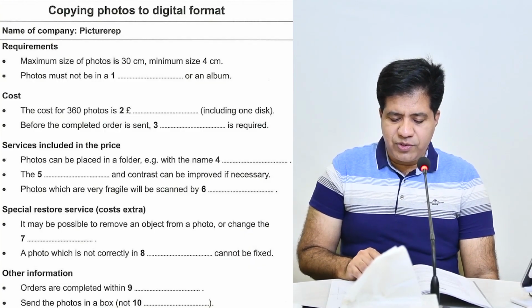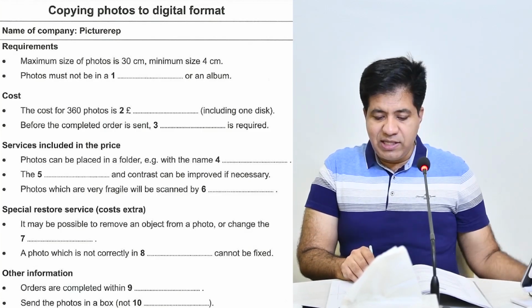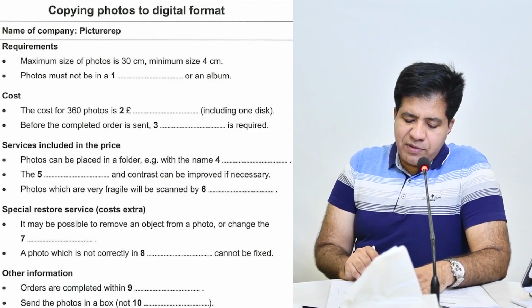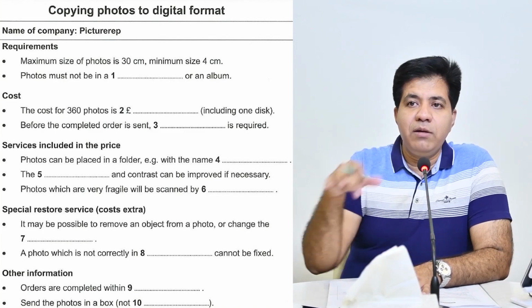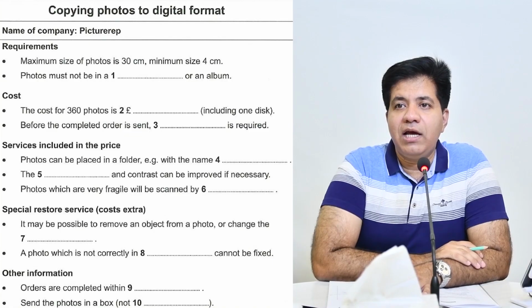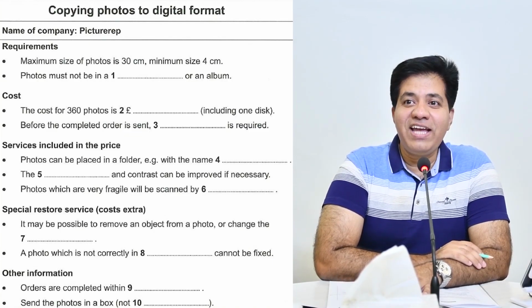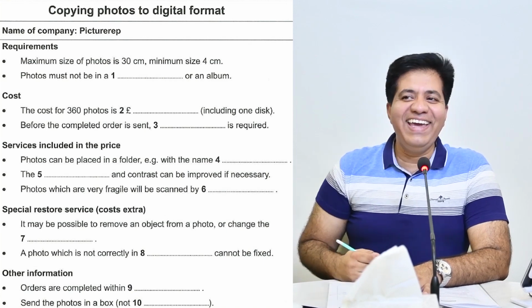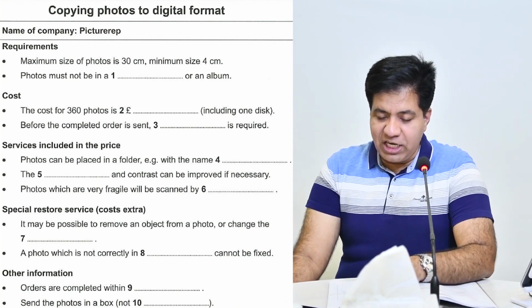Special restore service costs extra. Now, if you have some special service, let's see what that is. It may be possible to remove an object from the photo. Like you have your photo taken, and an animal comes and stands behind, and now it's not clear which one is you. Sometimes you have to say, this one in front is me. So they say it may be possible to remove an object from a photo.